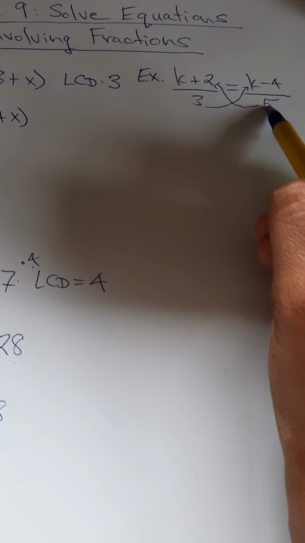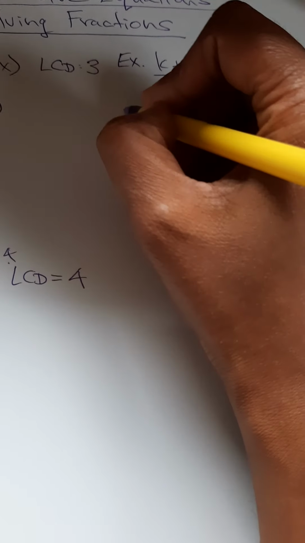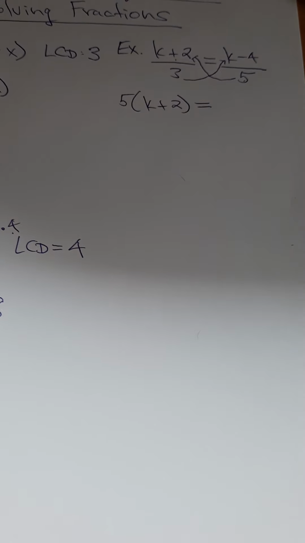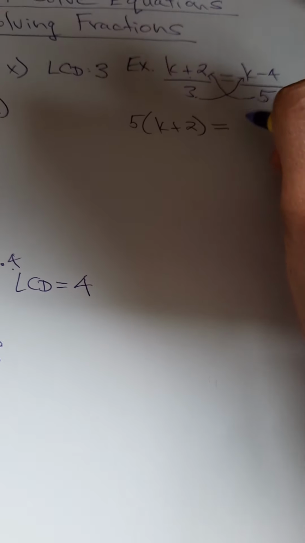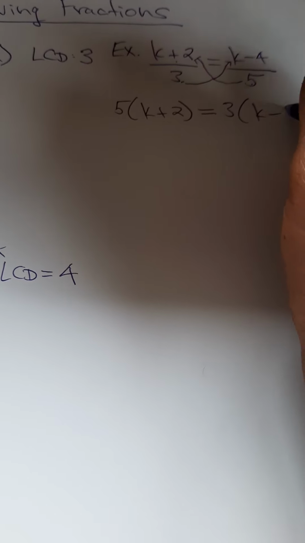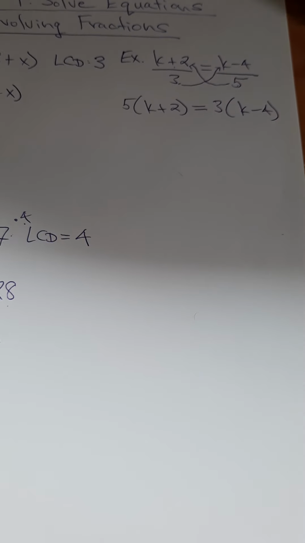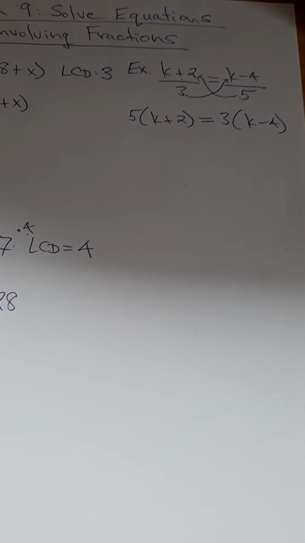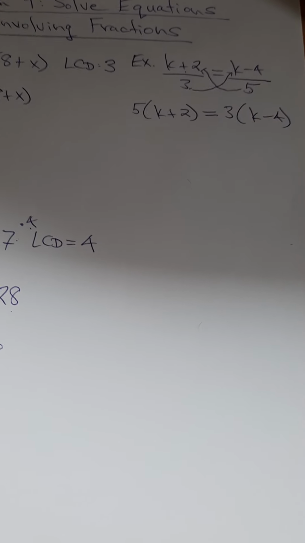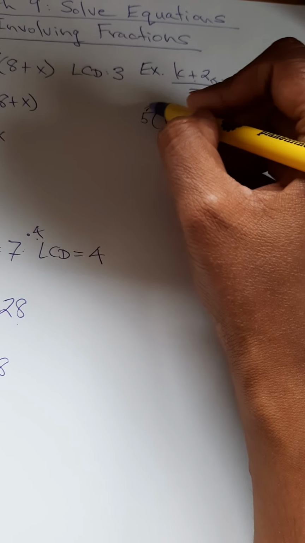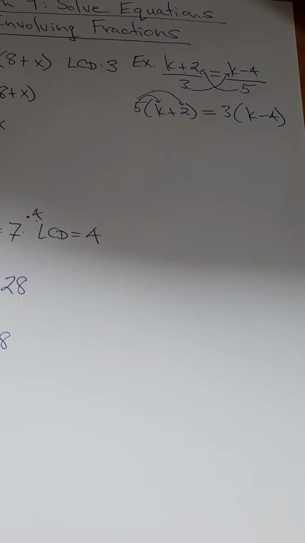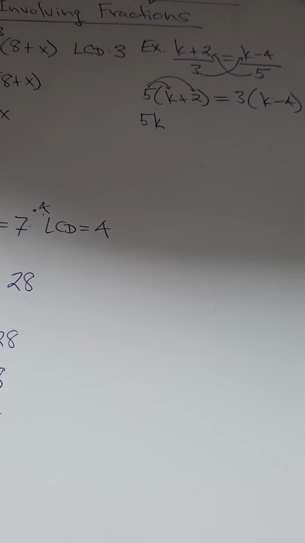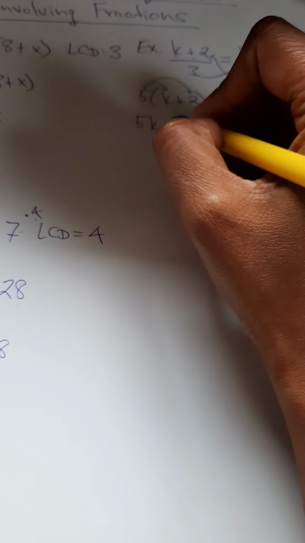So I'm going to take the 5, and you're going to times it by the numerator, which is k plus 2. Does everyone see that? I'm going to take the 3, the denominator, and times it by the opposite numerator, so k minus 4. As soon as you do this, I notice that basically I'm just getting rid of all the fractions. Now we're going to use the distributive property here. I'm going to do 5 times k, which is 5k, plus 5 times 2, which is equal to 10.